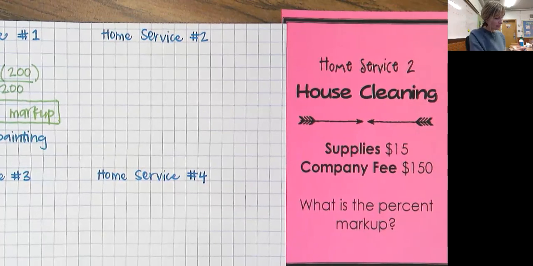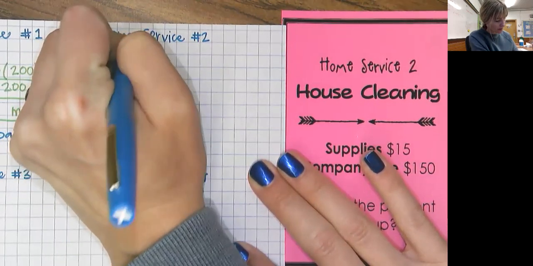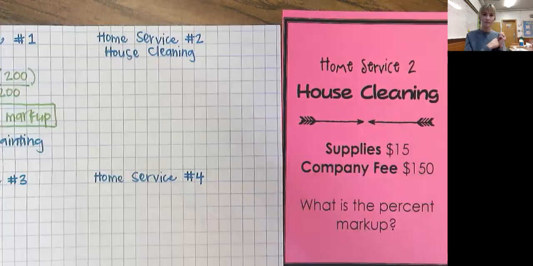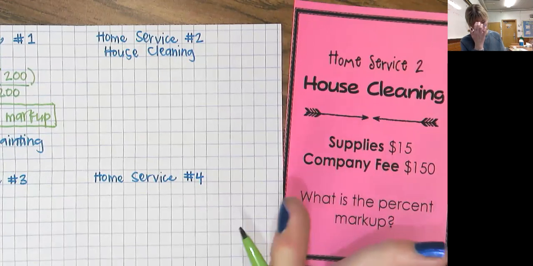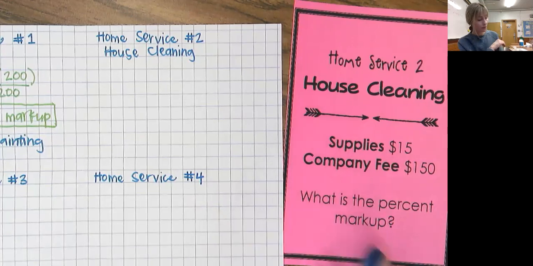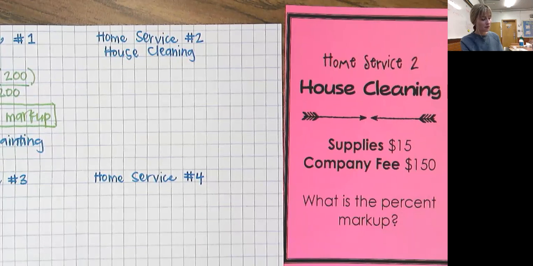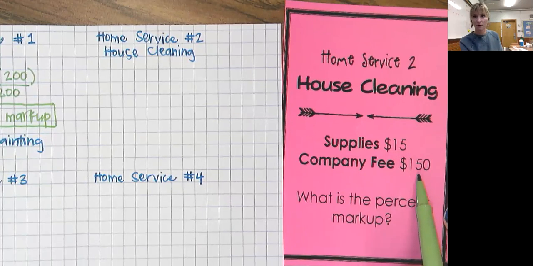So let's write down, let's put it on the top this time. Home service number 2, this one is about house cleaning. Okay, so if you clean yourself, well, what's your cost? Mostly your time, but also just like all-purpose spray and stuff like that. So let's say you clean your house. We're talking like an hour of cleaning, okay? Maybe 2 hours. Company fee of 150. I'm trying to remember, no, this was 4 hours of cleaning.